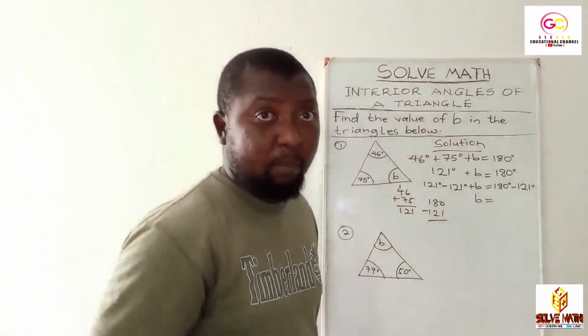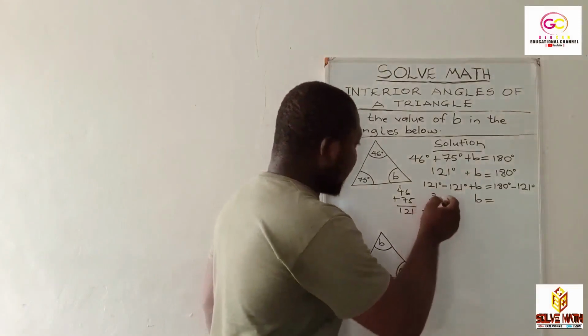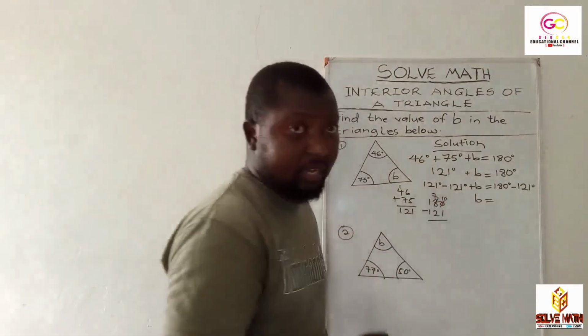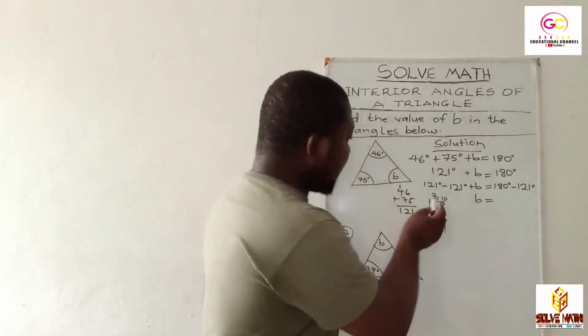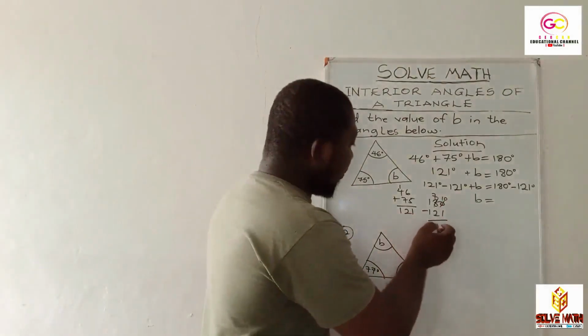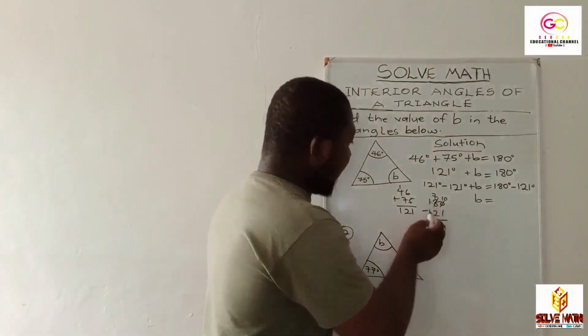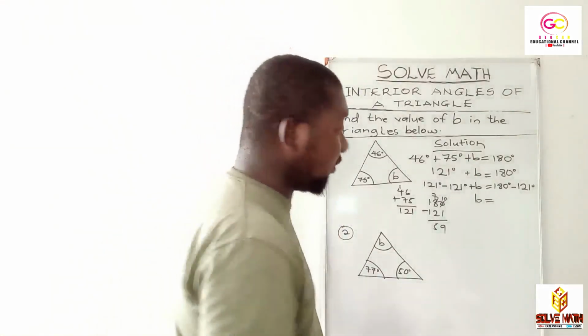0 minus 1, not possible. Go and borrow 1 from here to be left with what? 7. That one turns into 10. Add it to the 0, will give you 10, right? So 10 minus 1 will give us 9. Now we have 7 here. It's no longer 8, right? 7 minus 2 will give you what? 5. And now 1 minus 1 here is 0. So you don't write it. 059 is what? Is 59.